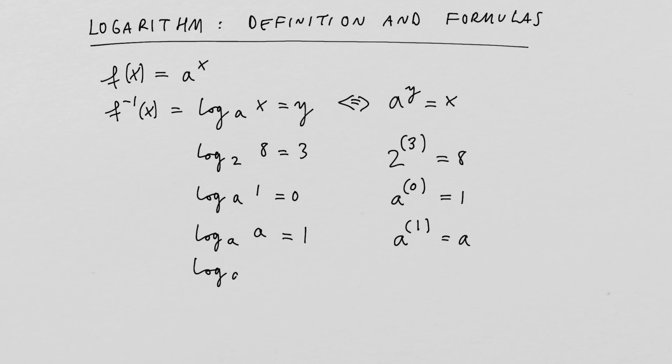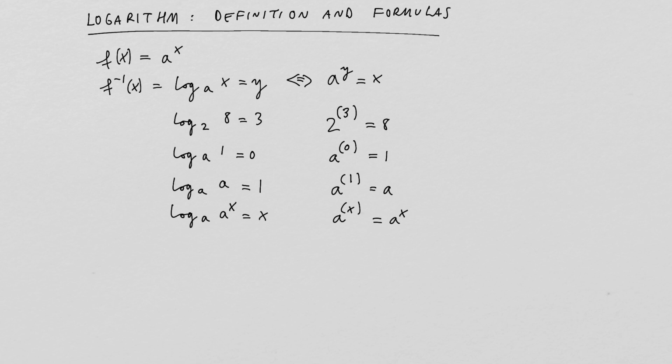Logarithm a of a to power x. We are looking for a power of a so that the result would be a to power x. The power is simply x. We see that here the logarithm and the a cancel out.